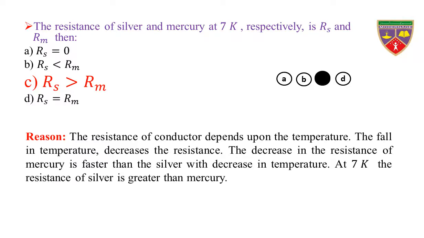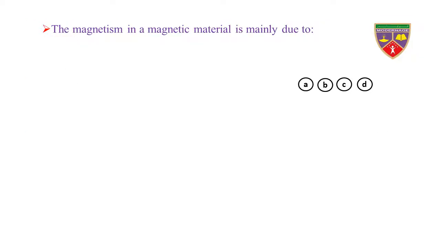Reason. The resistance of a conductor depends upon the temperature. The fall in temperature decreases the resistance. The decrease in the resistance of mercury is faster than the silver with decrease in temperature. At 7 Kelvin, the resistance of silver is greater than mercury. Hence, Rs is greater than Rm.